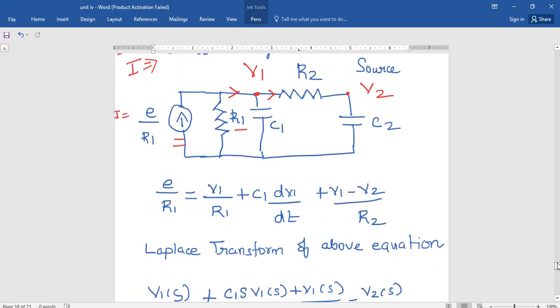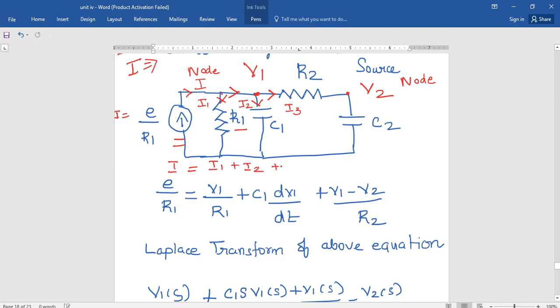Now in the circuit we have two nodes, node V1 and node V2. Current entering the circuit is I, and these are the currents which are leaving the nodes. We have three currents. I is equal to I1 plus I2 plus I3.